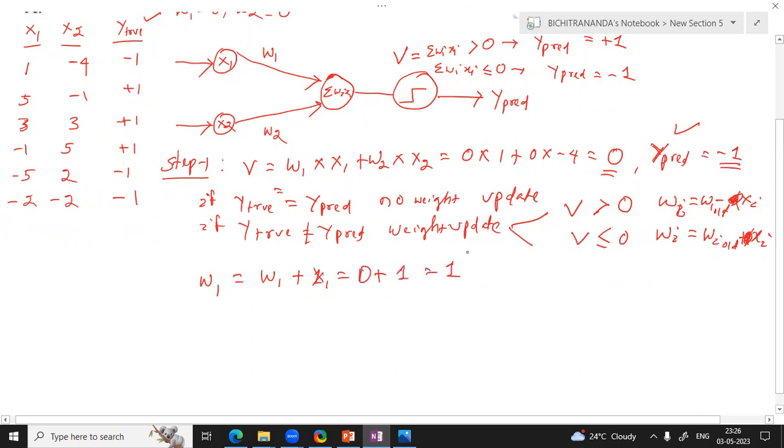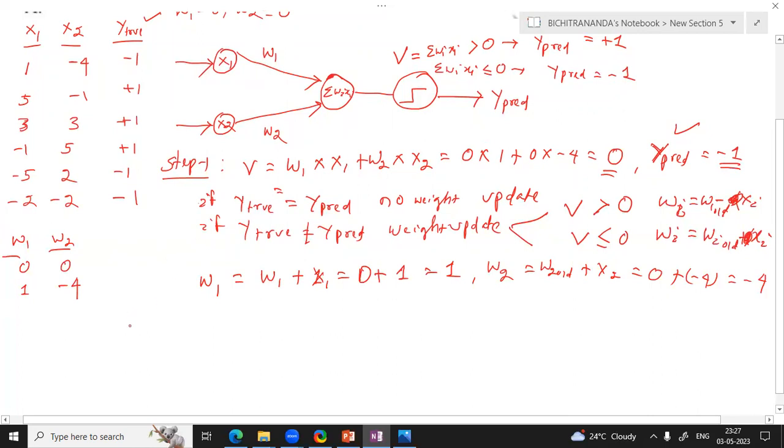Then what is w2? Here w2 is equal to w2 old plus x2. W2 old is equal to 0 initially, plus my x2 equal to minus 4, so this is going to be minus 4. So now I'm writing the updated w1, w2. Initially it was 0, 0. After step 1, the value is going to be 1 and minus 4.